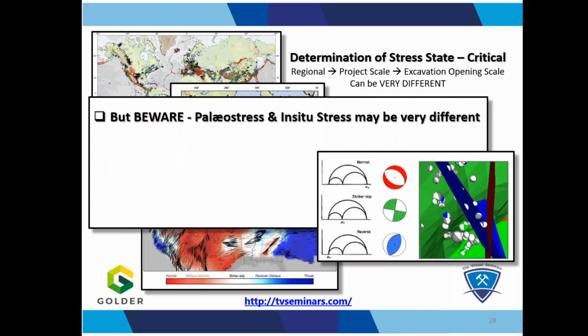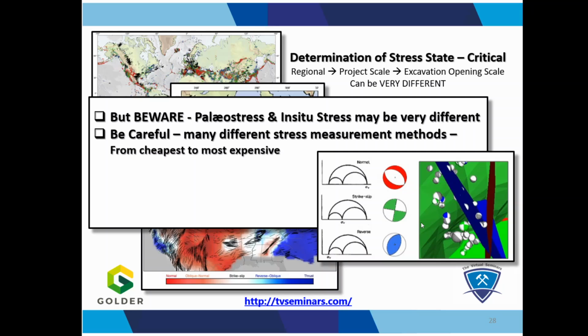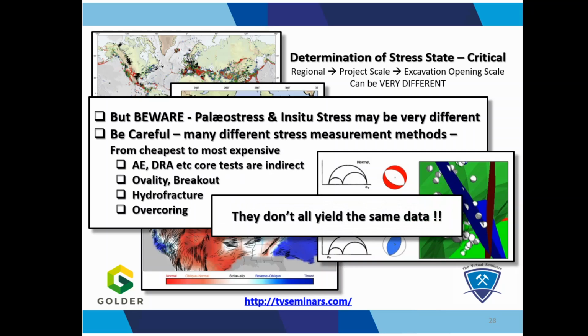But we must think also that sometimes we're looking at paleostress, which is the geological history and not the current stress state. So there's a myriad of different approaches to measure stress, and they don't all yield the same information, and they often conflict. So the warning is, use multiple methods, but double check everything.